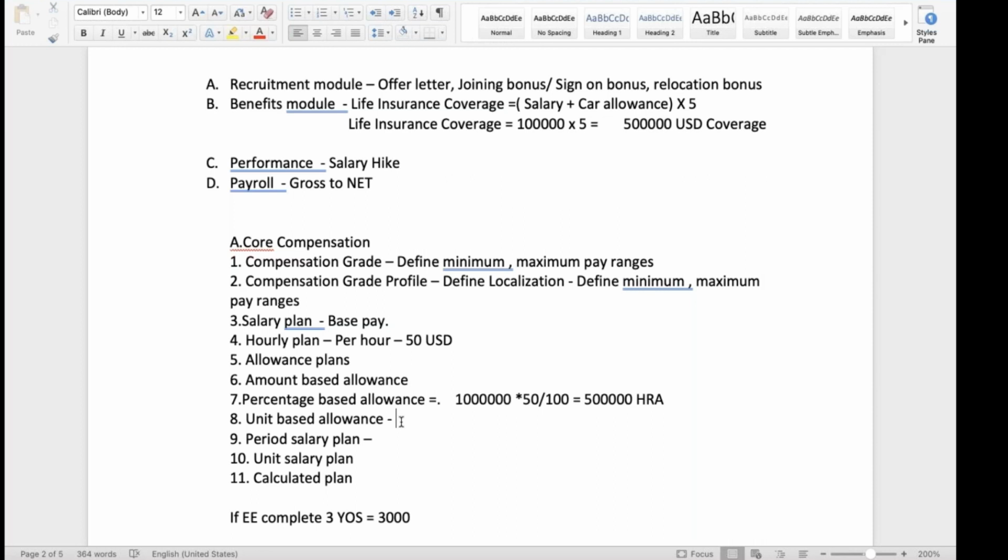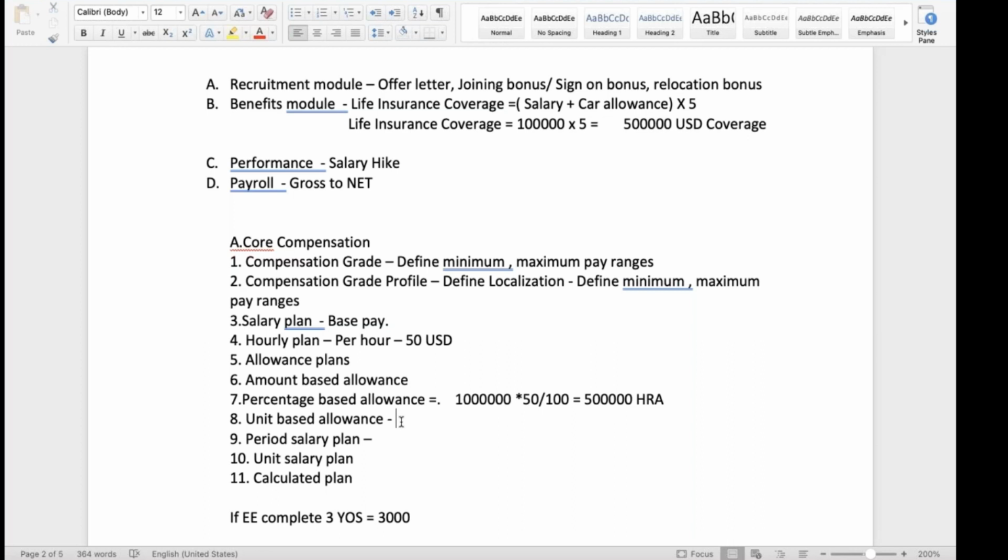Here, if Swiggy wants to pay allowance to their delivery executives, they have to consider the food packets, the number of units they have delivered. Based on that, they will calculate. For example, for each food packet, the allowance is 10 rupees. If they deliver one food packet, 10 rupees is the allowance. In this scenario, if they deliver 100 food packets, 100 multiplied by 10 is their allowance.